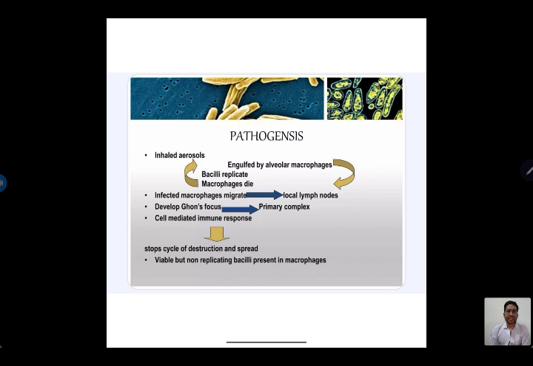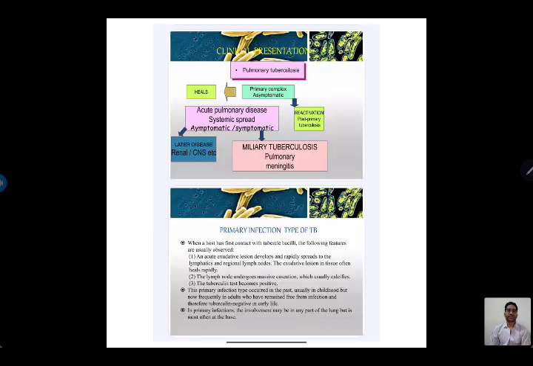Pathogenesis: inhaled aerosols are engulfed by alveolar macrophages. Bacilli replicate and macrophages die. Infected macrophages migrate to the local lymph node and develop the Ghon's focus, the primary complex. The cell mediated immune response stops the cycle of destruction and spread. Variable numbers of non-replicating bacilli are present in the macrophages.